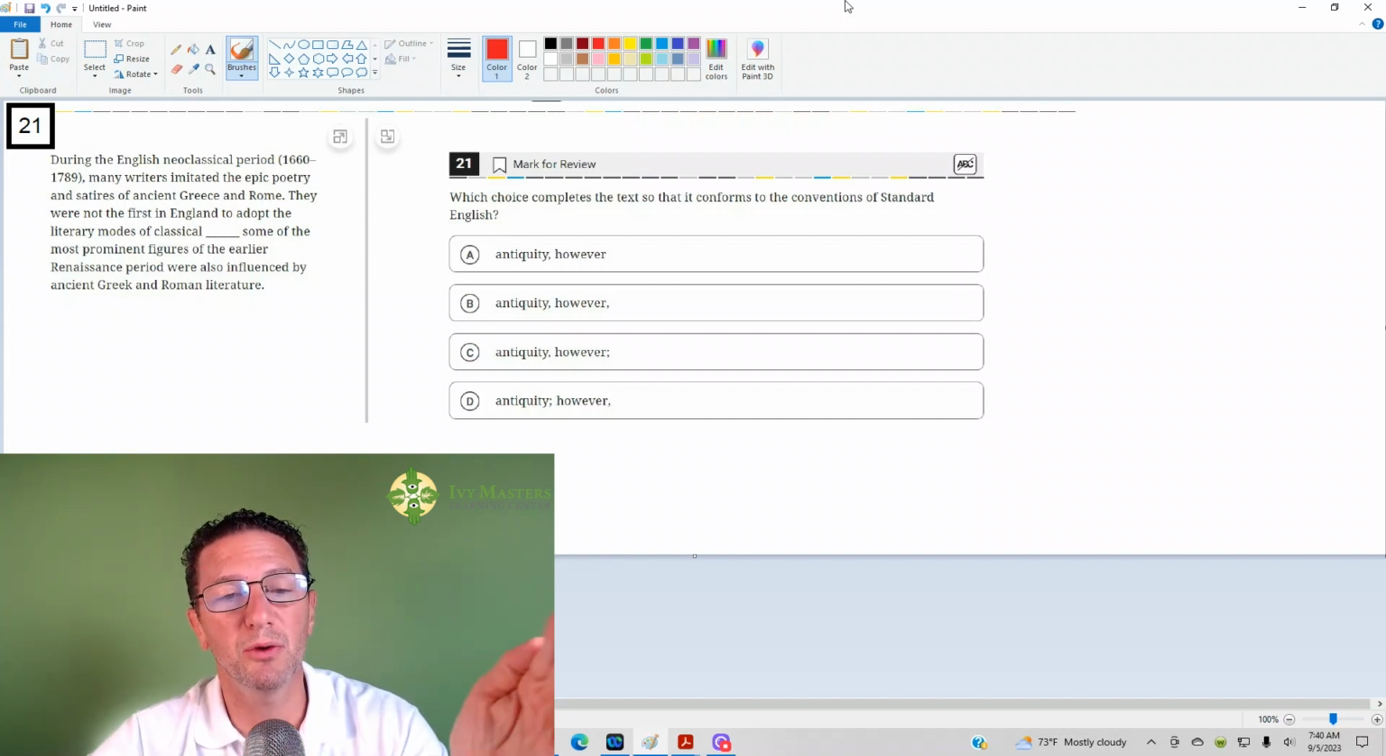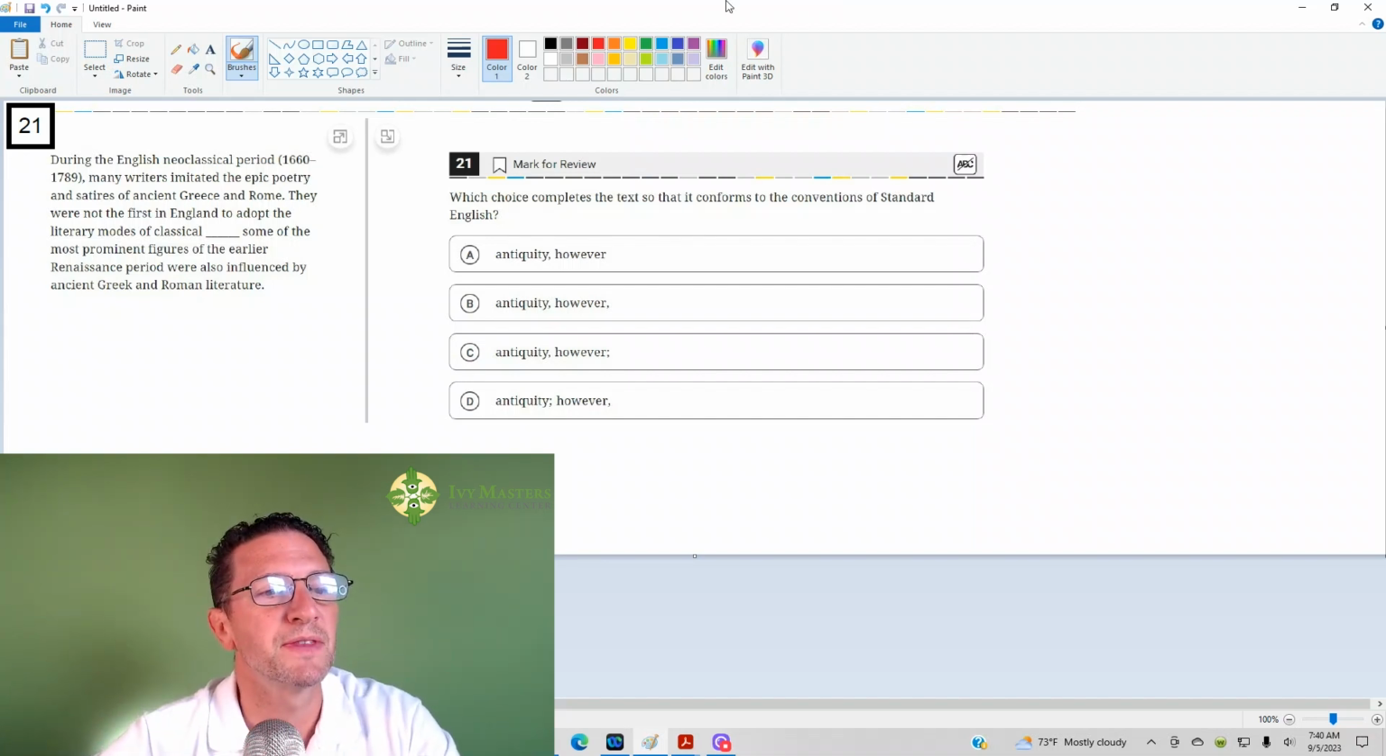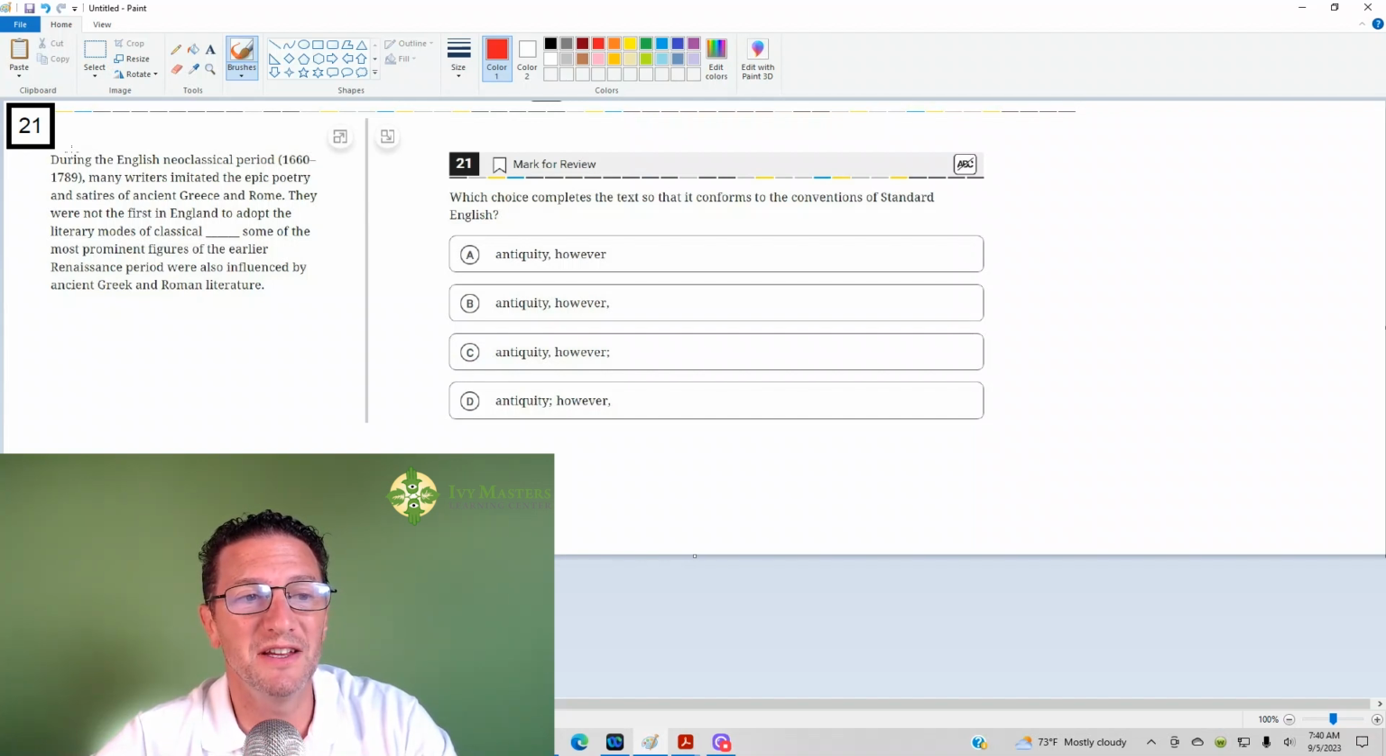So what I'm going to do is read up to antiquity and see if that can be its own sentence. And then I'm going to read after however and see if that can be its own sentence. That's going to help me eliminate at least two answer choices. Here goes. During the English neoclassical period from 1616 to 1789, many writers imitated the epic poetry and satires of ancient Greece and Rome. They were not the first in England to adopt the literary modes of classical antiquity. And then you ask yourself, could that be its own sentence? Yes, it can. The subject is they, the verb is were, and it is a complete thought. Those are the three things to check for to see if you've got an independent clause.